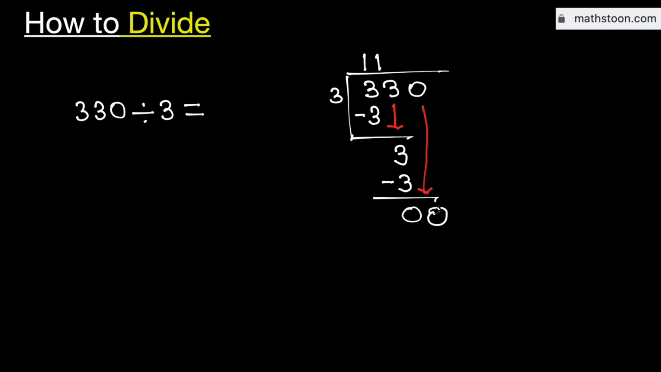But look, this is the number 0. So we will remove the 0, and we know that 3 times 0 is equal to 0. Subtract, we get a 0. As we get the number 0 and we have no number to bring down here, we will stop. Therefore, 330 divided by 3 is equal to this number 110. And this is our final answer.